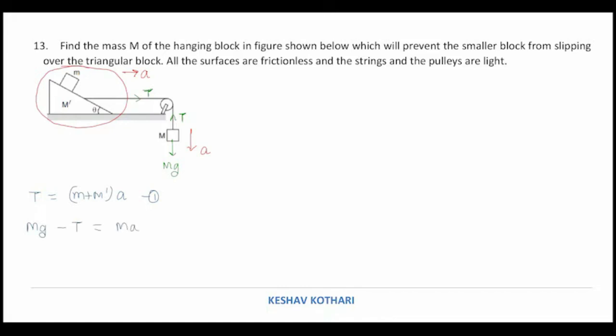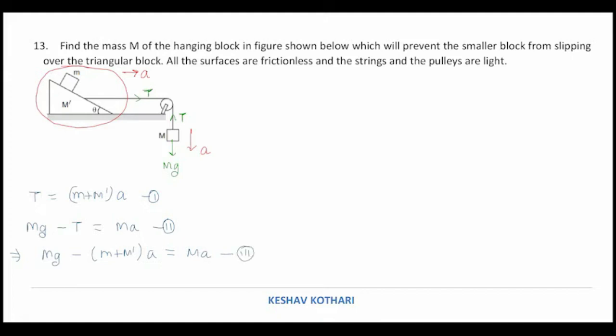So if we put the value of T over here in the second equation, we can deduce this equation in this form: Mg minus (small m plus m dash) A is equal to capital Ma. So this is the modified equation which we have. Suppose I call this equation number 3.